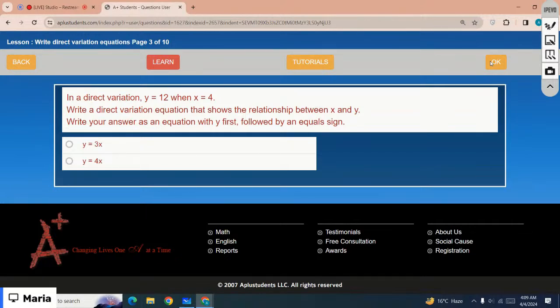Which is the correct option? Yes, the correct option is y equals 3x. Option number 1 is the correct option. Very good.